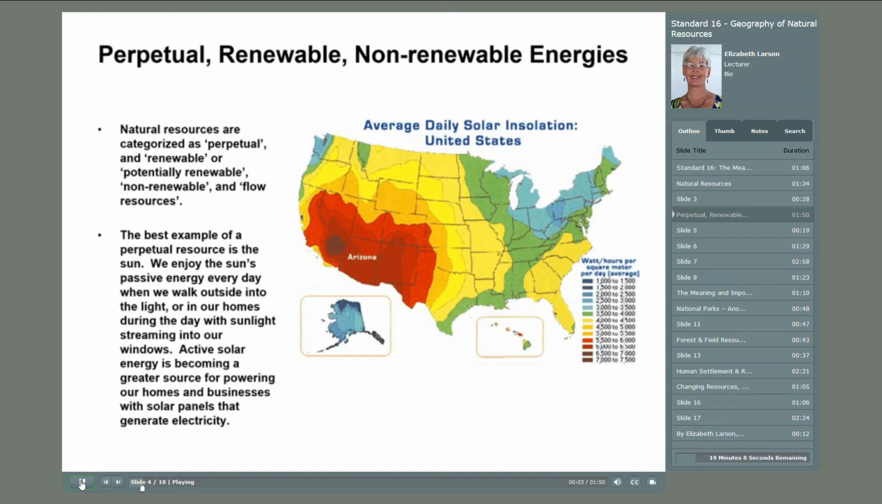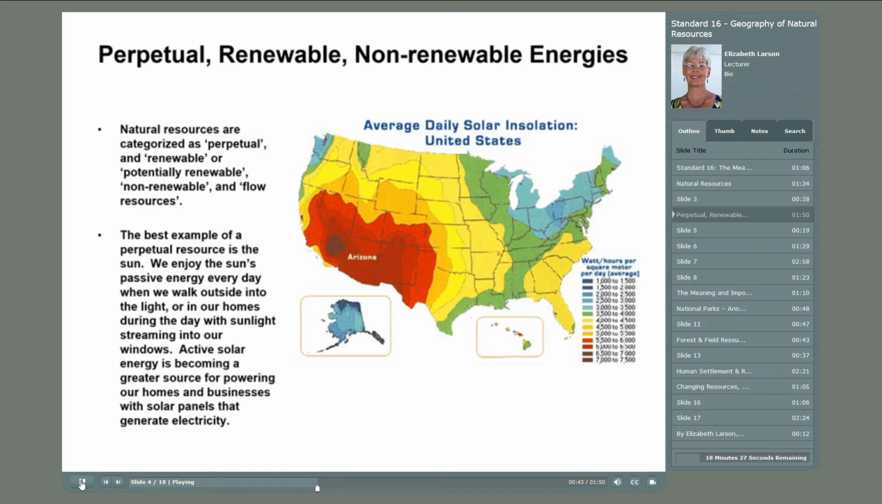Natural resources are categorized as perpetual and renewable, or potentially renewable, and non-renewable resources. Perpetual energy is energy that will never run out, like the sun. Renewable, or potentially renewable energies are those that, although they are not perpetual or everlasting resources, if we conserve and use them wisely, are able to be replenished and renewed, and we can continue to rely on them unless we overuse and abuse them, rendering them unable to keep up with human use.